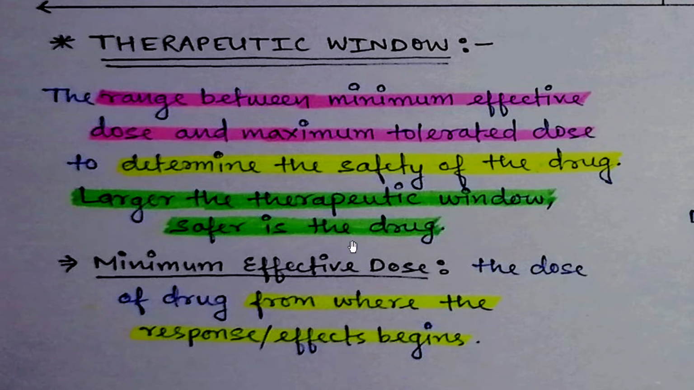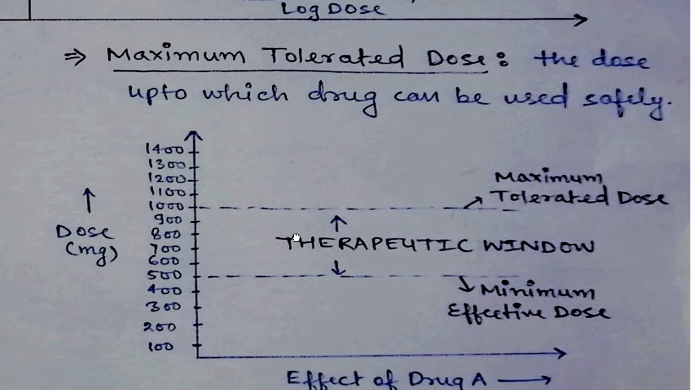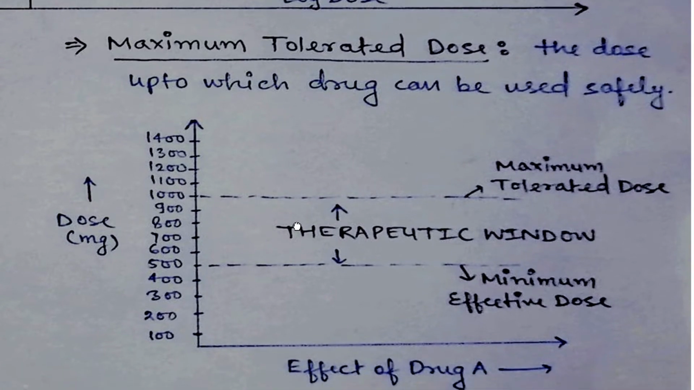Minimum effective dose is the dose of the drug from where the response or effect begins. That is the minimum effective dose. Maximum tolerated dose is the dose up to which the drug can be used safely.